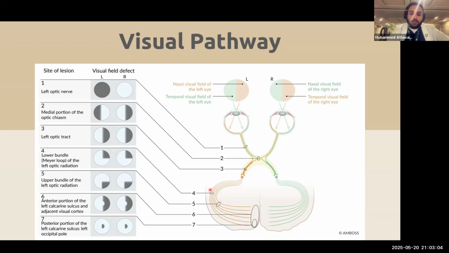Then we'll have the radiations. If there's a defect in the temporal lobe, which is low, temporal down, right? So this will be a superior defect. What do we call the superior defect? A pie in the sky, which is contralateral superior homonymous quadrantinopia. Not hemianopia. Hemi is half. Quadrantinopia. And it's superior homonymous.